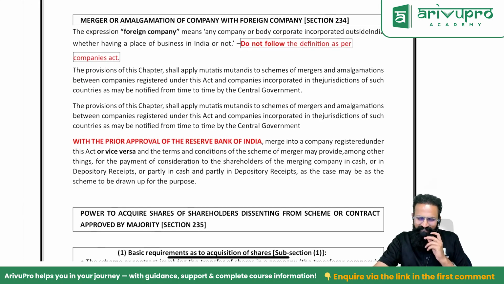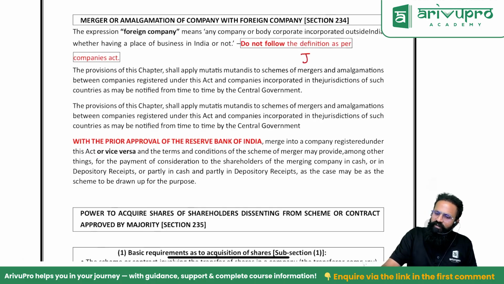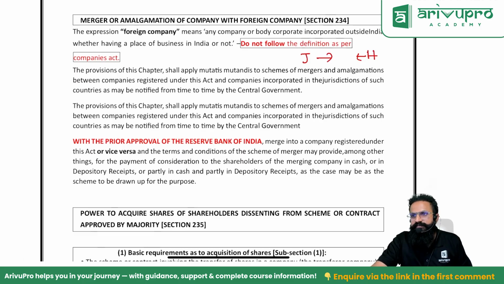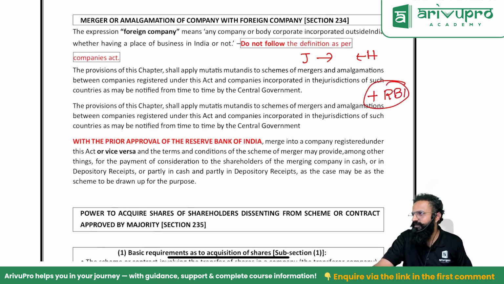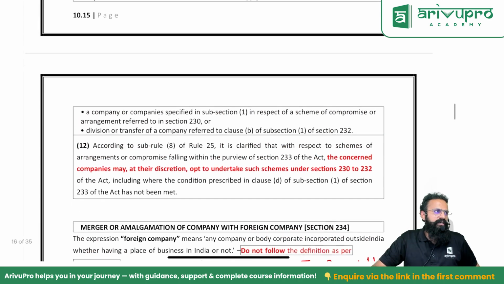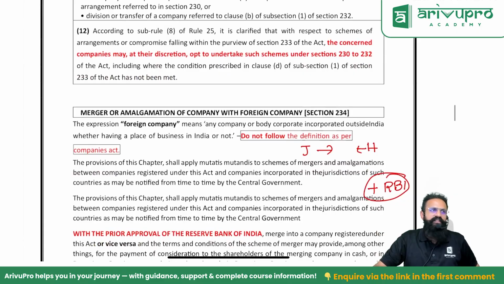Simple one only. What if Jio and Hotstar are merging? Which section will apply? Jio is from India, and Hotstar is from outside. Whatever sections are applicable will apply, just in addition to that, one more approval will come. That's all, that is 234. RBI approval, FEMA laws will apply. Page number 10.16.